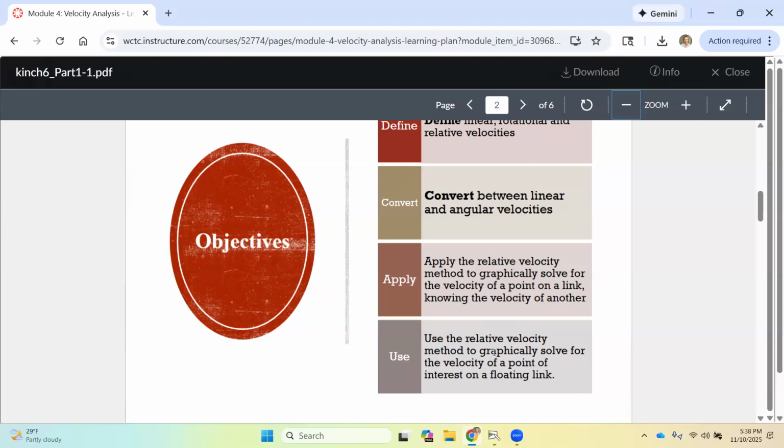And then we're also going to use that relative velocity method to determine what the velocities are, again graphically, on not only points, but also different links that we're going to have in our mechanisms.